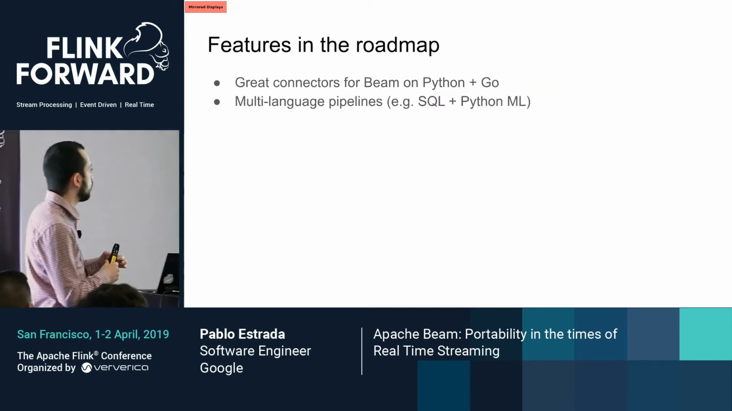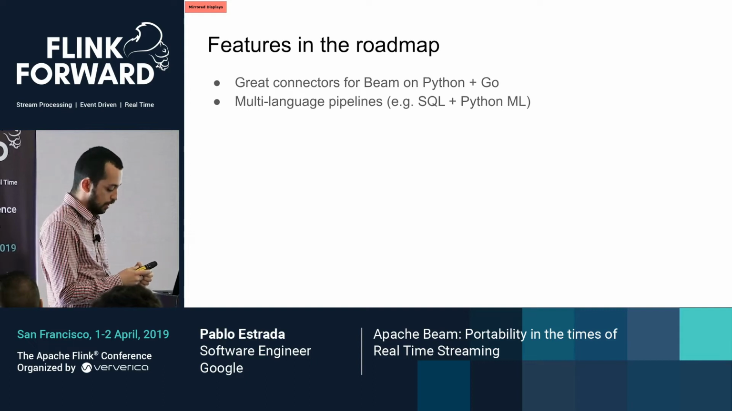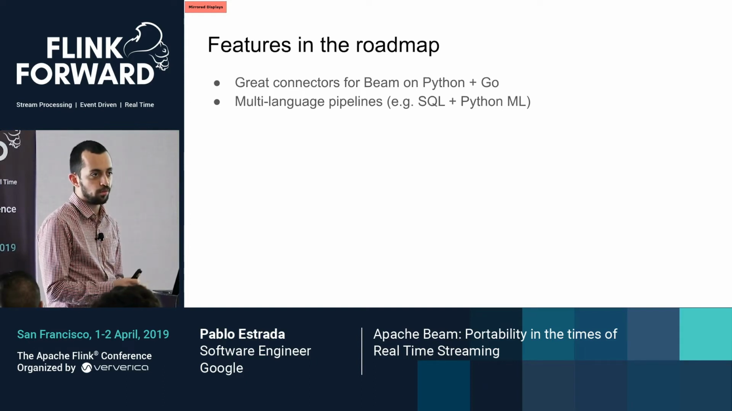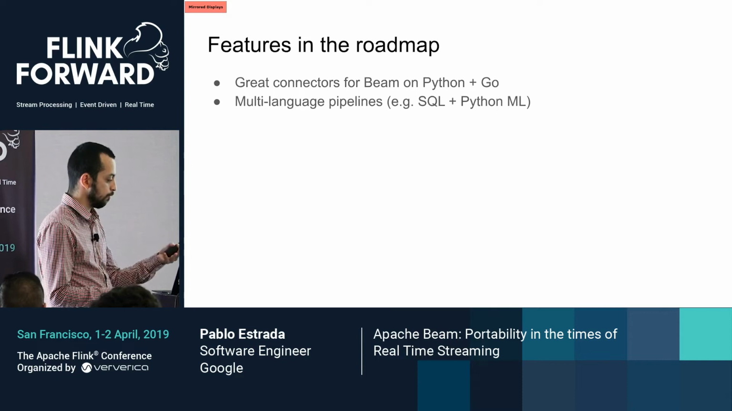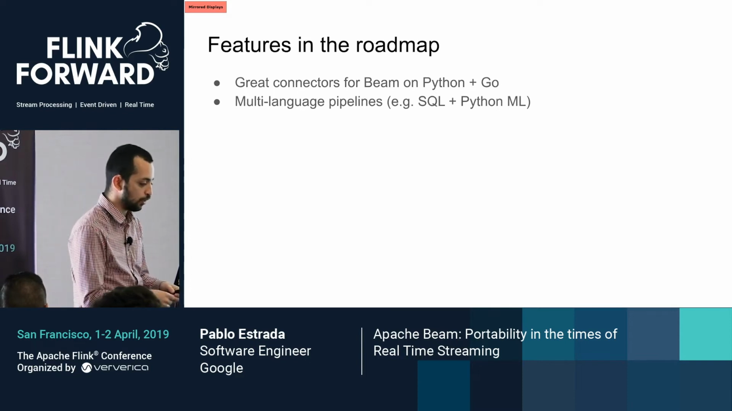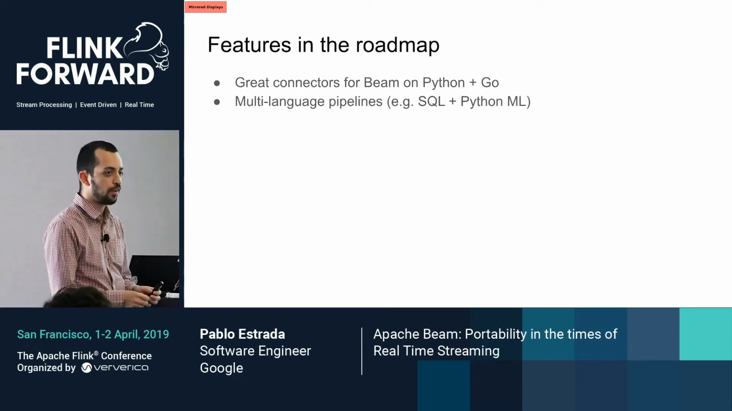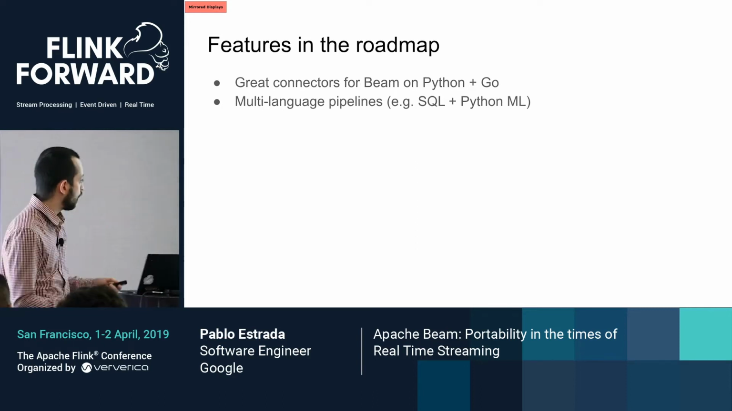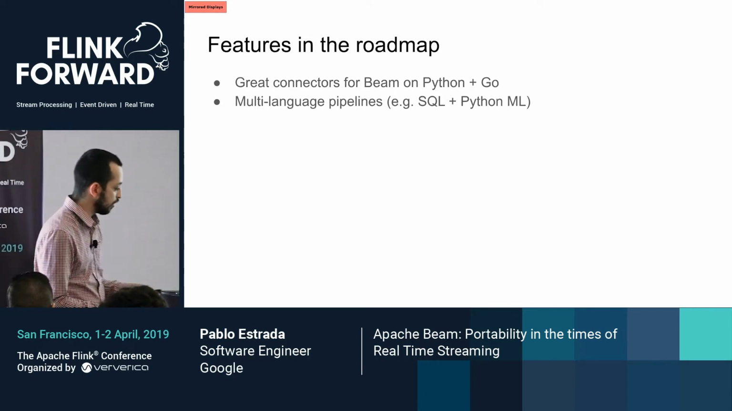Anyway, so the features on the roadmap: we want to work on connectors, so we want to finalize the parallel source API, and multi-language pipelines. That's also pretty cool.